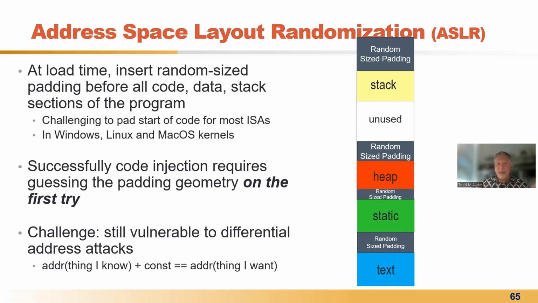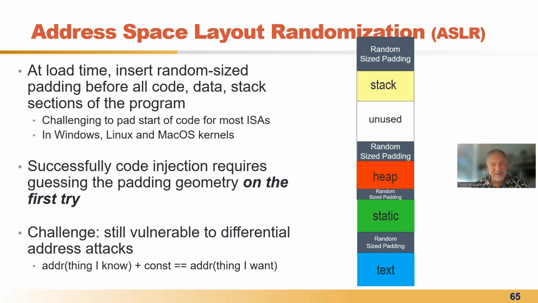Now, on a 64-bit address space, there's lots of room to make these paddings very large and very random. And so it's like looking for a needle in a haystack, a universe-sized haystack, to find where's the stack, where's the heap, where are my global variables.